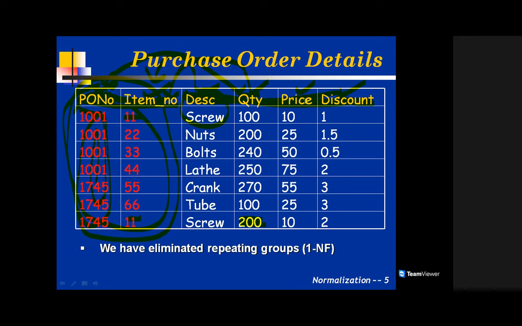Now discount. Discount has nothing to do with the PO number or item number. Discount, I told you, is dependent on the quantity. If you buy 1 to 100 quantity, I'll give you 1.2%. If you buy 100 to 200, I'll give you 1.5%. So we have to create another table for discount. This is not because of normalization, but because of the requirement. So forget about discount as of now.